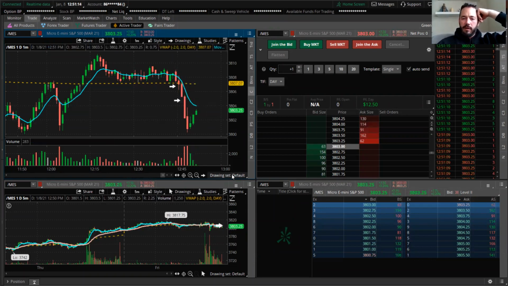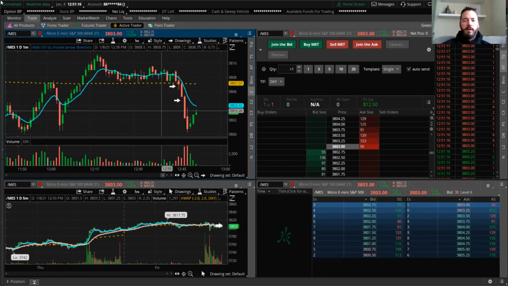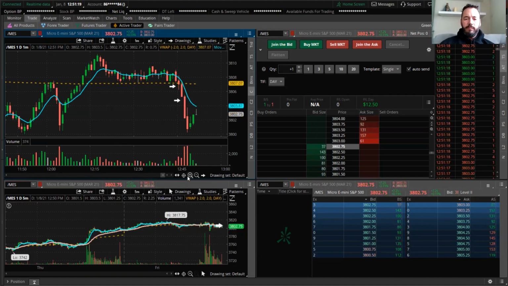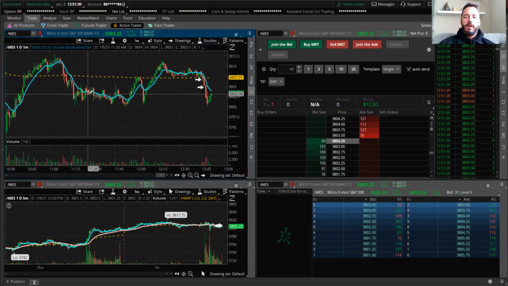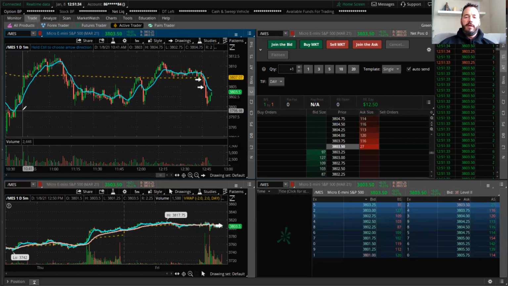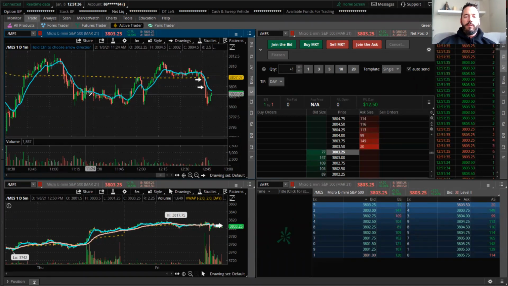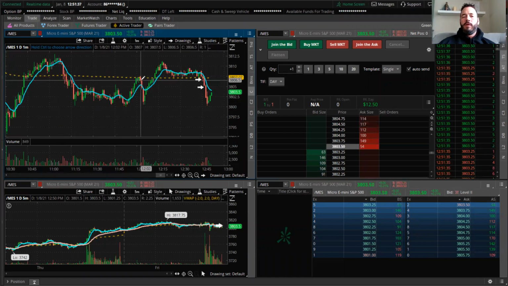Okay, so basically this is what we were watching. Let me zoom out here. Okay, so this is the S&P 500 futures, the micro E-mini futures. And basically this was the trading range since 10:30. So you have 2 hours worth of data here that you can see. And this is the VWAP that I always have set up on my day trading.